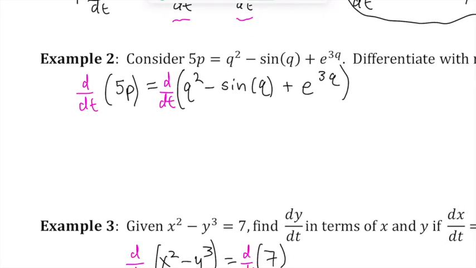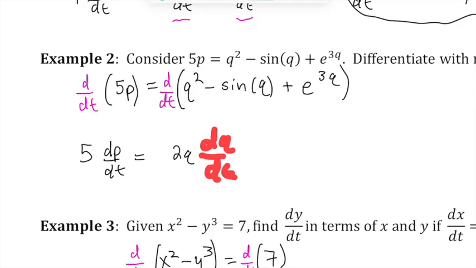All right, moving on to question 2. We're going to take the derivative of each side. When we take the derivative of 5p, that is just 5, but this is going to be dp/dt because we took the derivative of p with respect to t. Now let's take the derivative of q squared, so that's going to be 2q. There is supposed to be a dq/dt here, but we're just going to factor it out at the end.